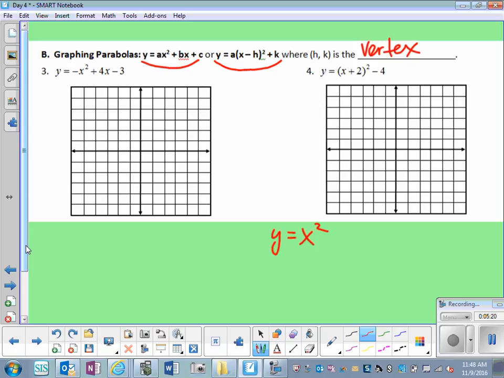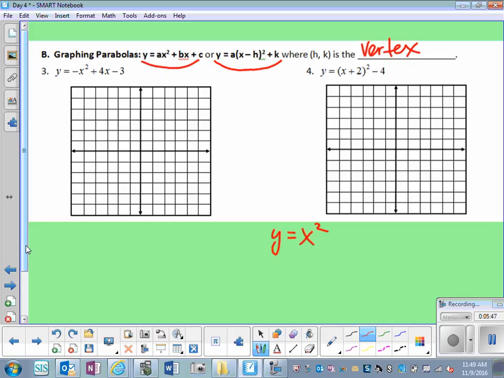What transformations do you do to the parent function y equals x squared to get the function y equals a times (x minus h) squared plus k? Remember transformations? What does the a tell us? Compress or stretch the parabola, right? What does the h tell us? We move the parabola right or left. And what does the k tell us? We move our parabola up or down, right?